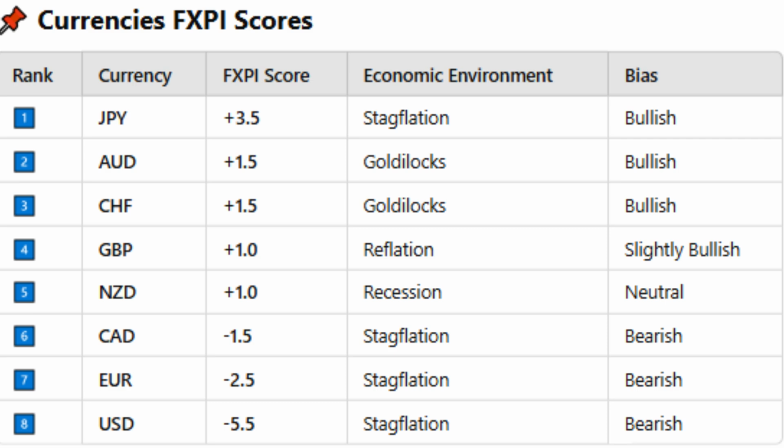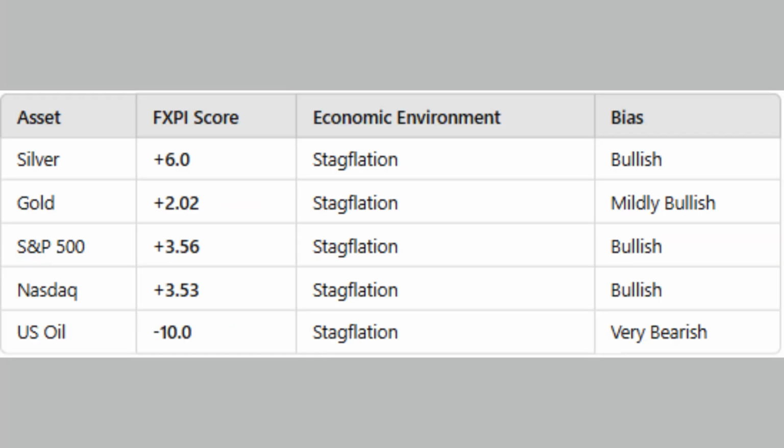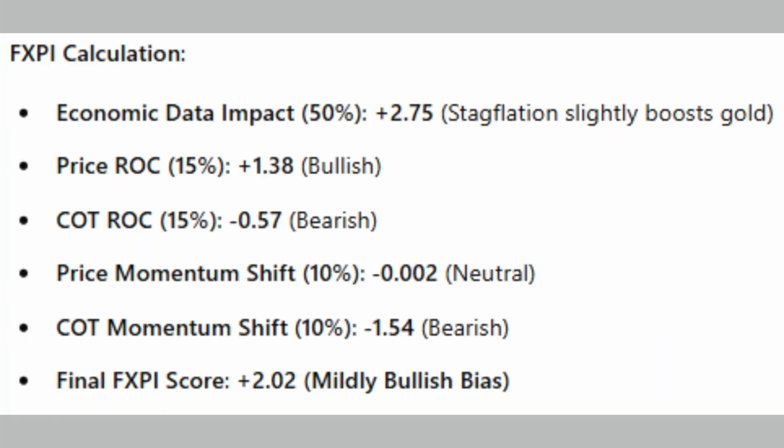Now let's look at other assets we can trade. Silver is giving a +6 score. That means it's a very good buy. Gold is showing a +2 score and it's still bullish. Last week gold was at +3. The reason why it went down a little bit this week is because the institutions closed almost 10k longs and added over 6k longs. That made the rate of change of the institutional positions slightly bearish and also the momentum shift slightly bearish. But the overall score is still bullish because we are in stagflation risk. That's why under the economic data we got a +2.75, which means we should continue to look for buys.